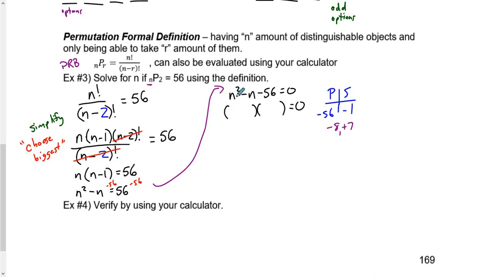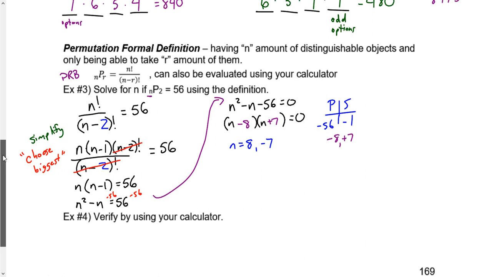Of course, if we had a number in front of that n squared, then we'd have to get rid of it, or we'd have to do a complex factoring. But we're just going to plug our negative 8 in and our positive 7. Subtract 8 and add 7. Where do these values equal 0? Well, this would be n equals 8 and this will be n equals -7. So we have two answers, right?